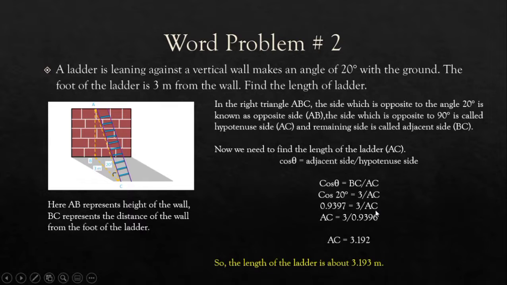So since AC, the hypotenuse side, is missing, we will transpose 3 to the side of 0.9397, and therefore we will divide these two. We will get 3.192 as our answer. So the length of the ladder is about 3.193 meters. So that's our final answer.